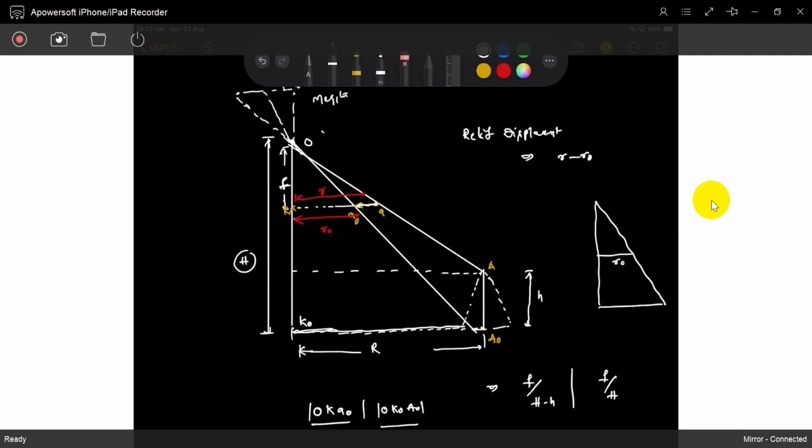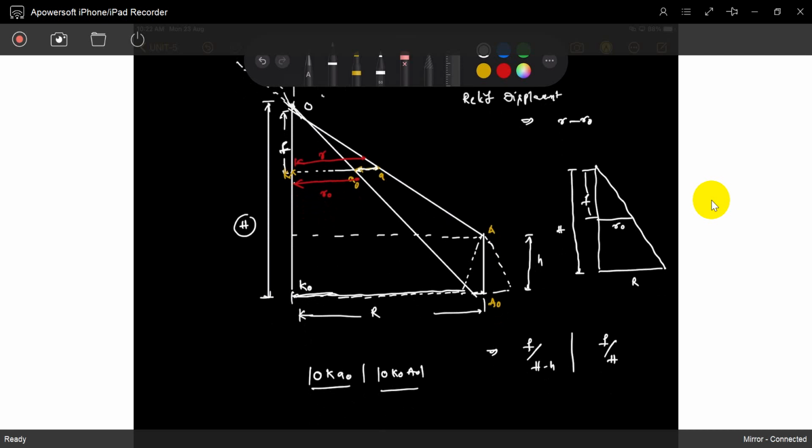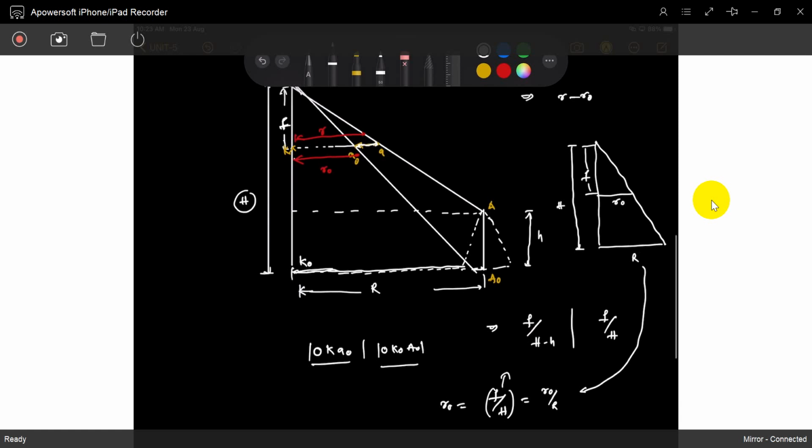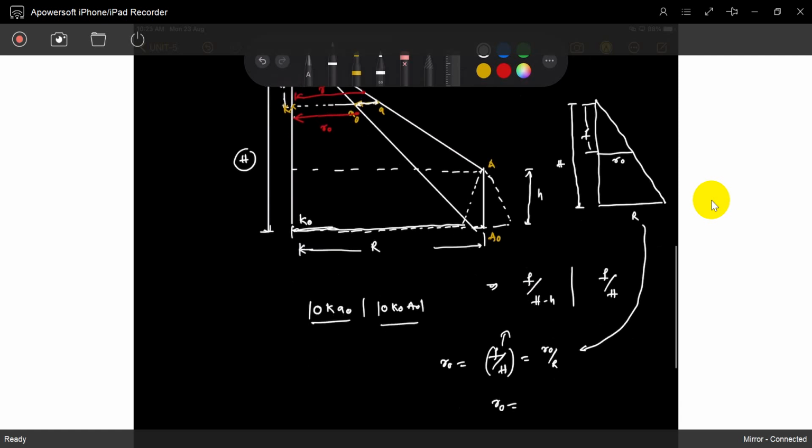So this is r naught, this is R. Okay, are you observing? Now it is f, it is f, and the total is H. Can you easily calculate what r naught is? So f by H is equal to r naught by R. Similar triangles, na? F by H equal to r naught by R. That's it. Exactly. If you remember it otherwise, it's the scale. So based on that, you can write r naught as R f by H.